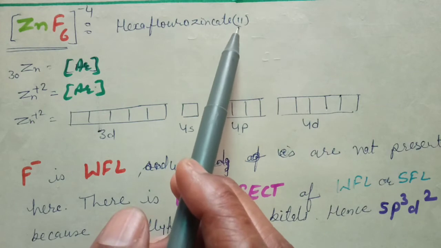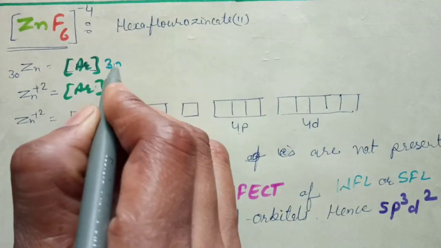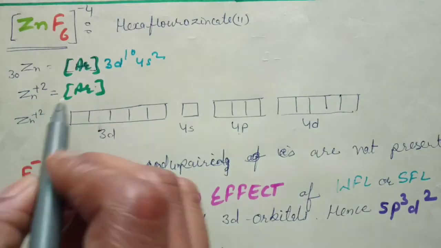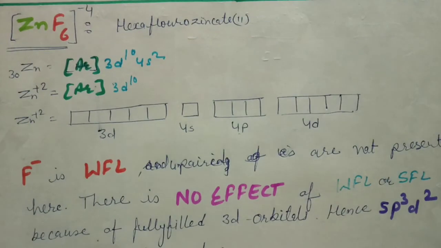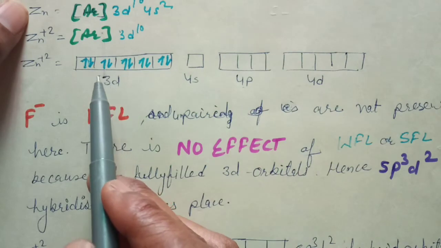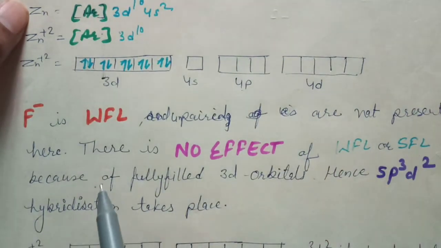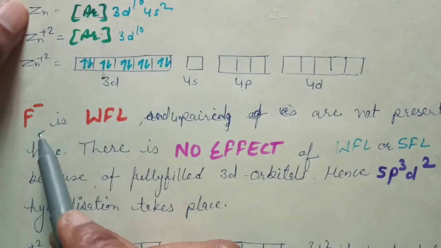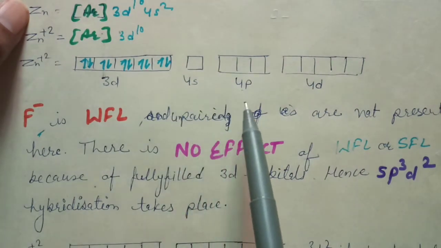The oxidation number is +2. Zn has atomic number 30. The electronic configuration will be 3d10 4s2. In the Zn2+ electronic configuration, it will be 3d10, as 2 electrons are removed from the 4s. Now here the 3d orbital is fully filled. So there is no effect of a weak field ligand or strong field ligand because of the fully filled 3d orbital. So whether F- is weak field or strong field, there is no change in the electronic configuration.